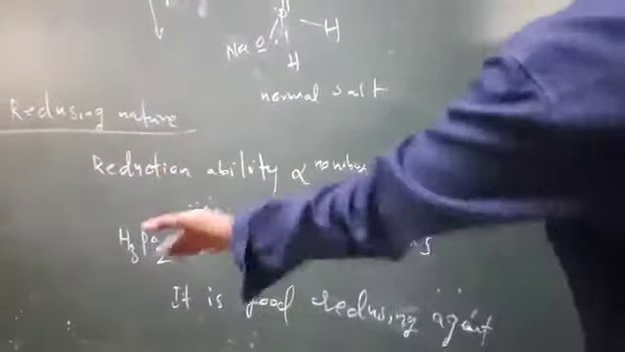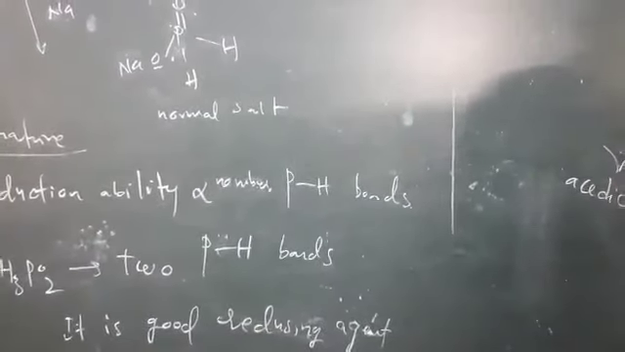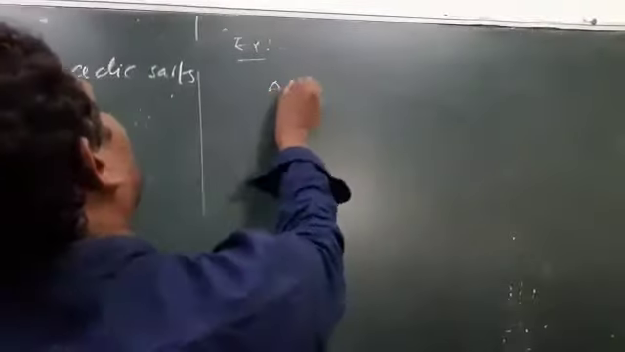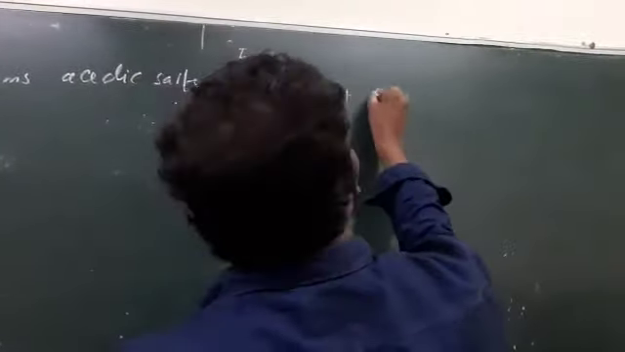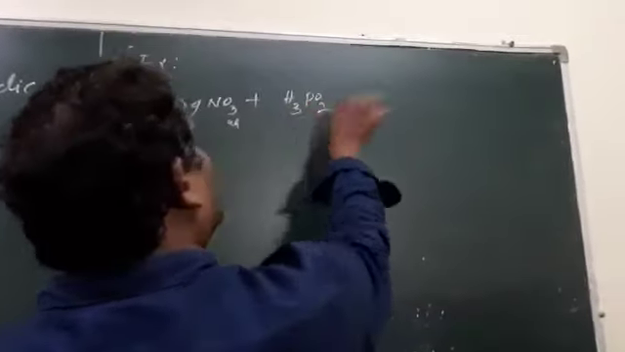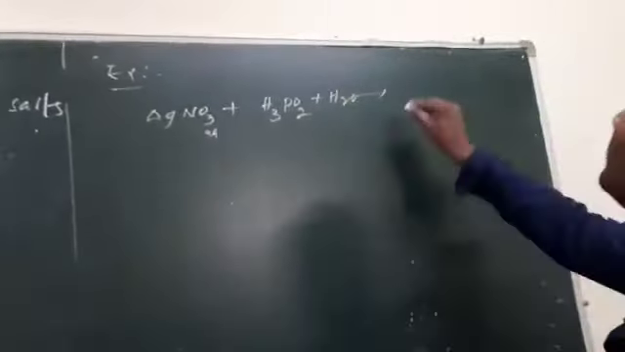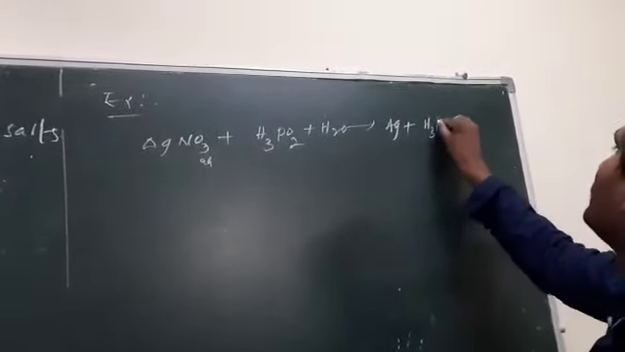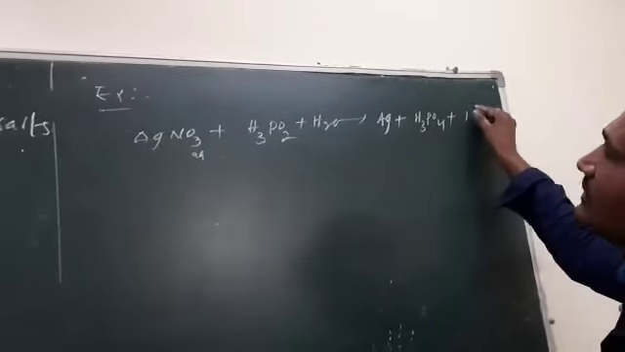The reducing property of H3PO2 can be explained by examples, which reduce metal salts to metals. Example: silver nitrate solution, when treated with H3PO2, hypophosphorus acid, in the presence of water, forms silver, and also H3PO4, and also HNO3.